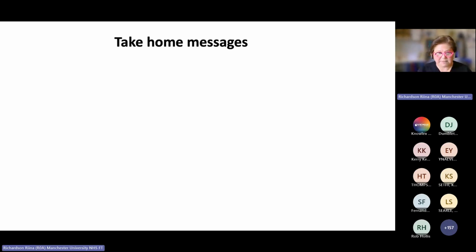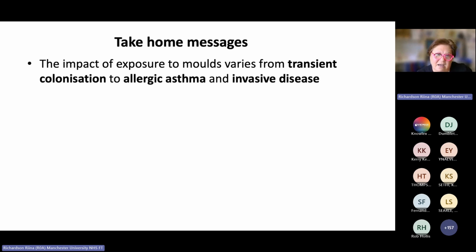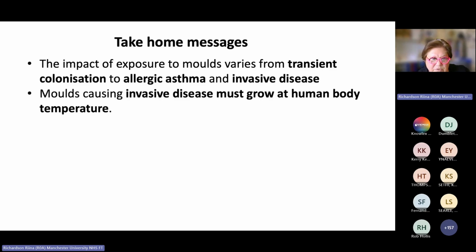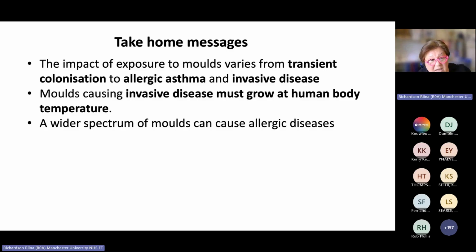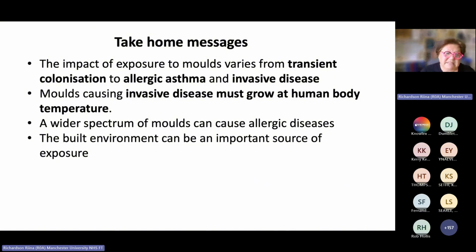So the take-home message is that really remember that it's a spectrum of diseases they cause, and the direct impact that we know, the health impacts, can be divided between allergic asthma and invasive disease, or just transient colonization, depending on your immune system. And molds, of course, to cause invasive disease must grow at human body temperatures, and a wider spectrum of molds can cause allergic diseases. The built environment can be an important source of exposure.